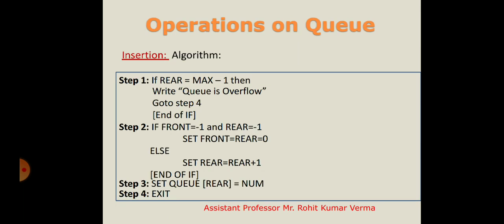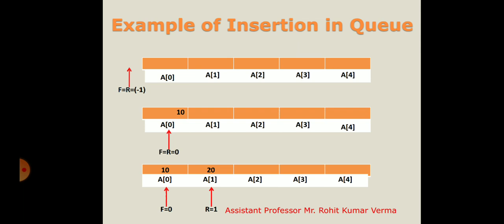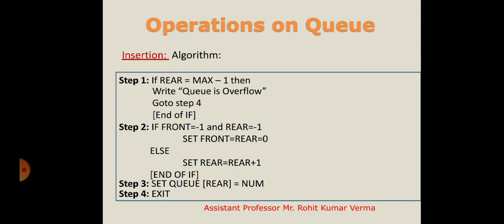Second thing, if our queue is empty, then we move to our first location. That's why we write here front and rear is equal to 0. So in the second queue you can see whenever you want to add an element and the queue is empty, that element is stored at the first location. So here in the second queue the front and rear point to the 0th location.